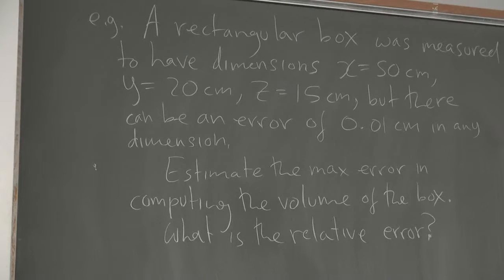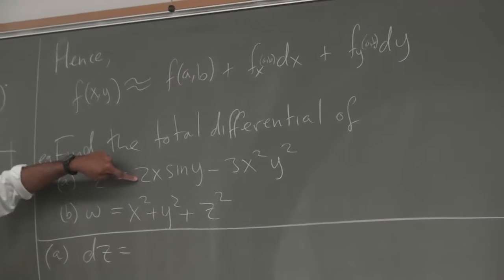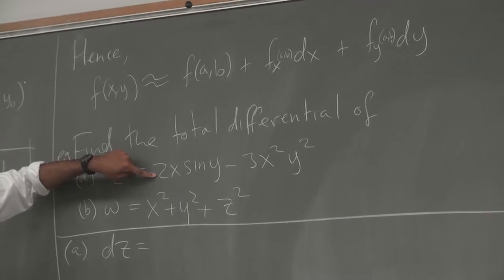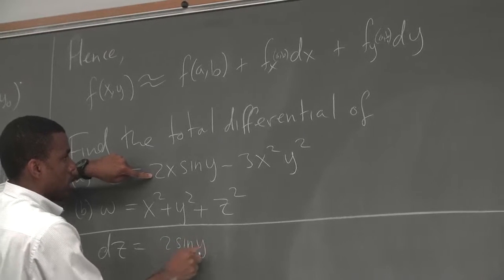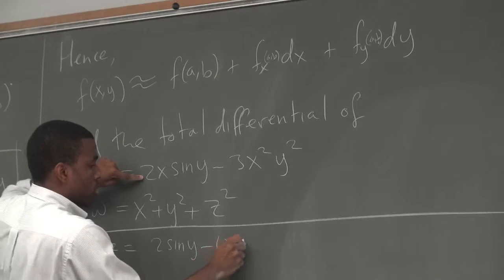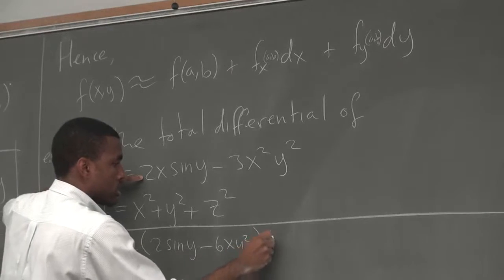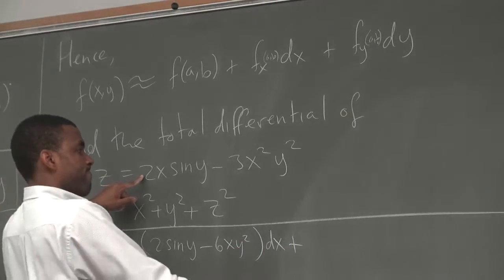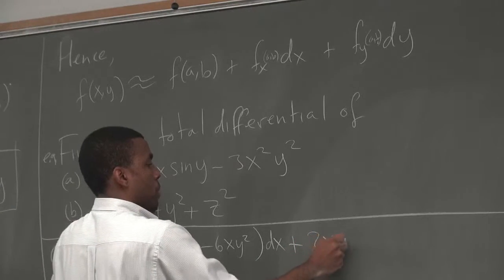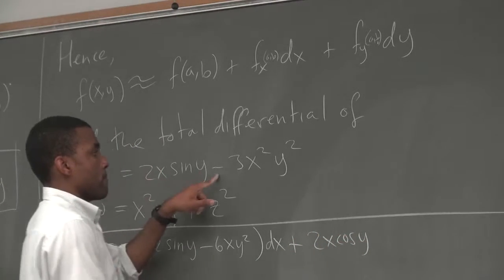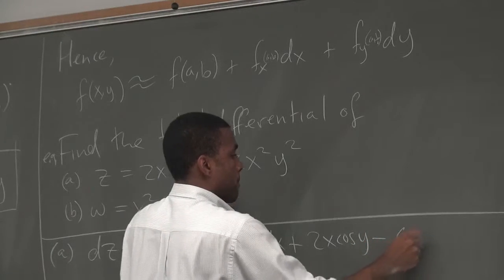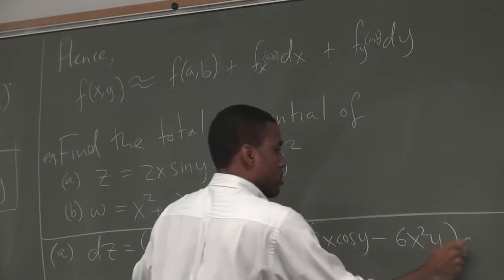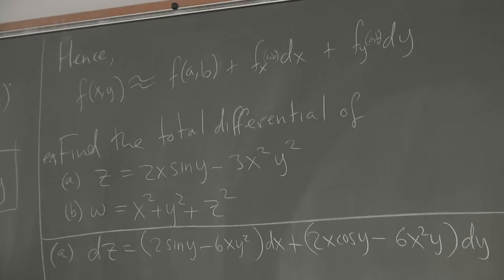know is the partial with respect to x of this times dx plus the partial with respect to y times dy. So what's the partial with respect to x of this? 2 sine y minus 6x y squared. Take all of that times dx plus the partial with respect to y, 2x cosine y minus 6x squared y. Take all that times dy. That's it. That's the total differential.